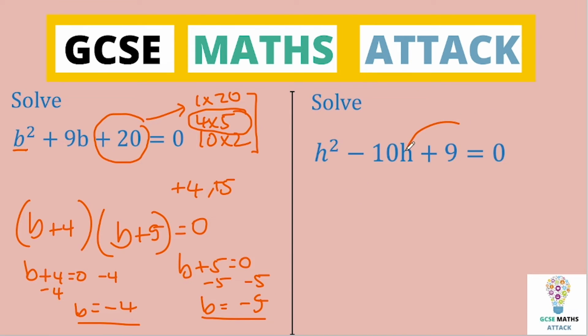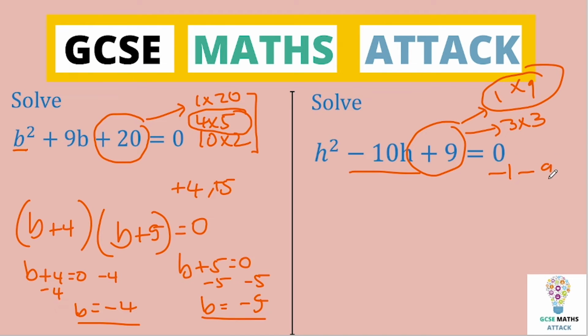Okay, so for this one, I need to write down the factors of 9. That's 1 times 9. And I have another one, 3 times 3. This one is the most realistic one. That will give me minus 10. I can do minus 1, subtract 9, and that will give me minus 10h. And 2 negatives, so negative 1 times negative 9 will give me positive 9.